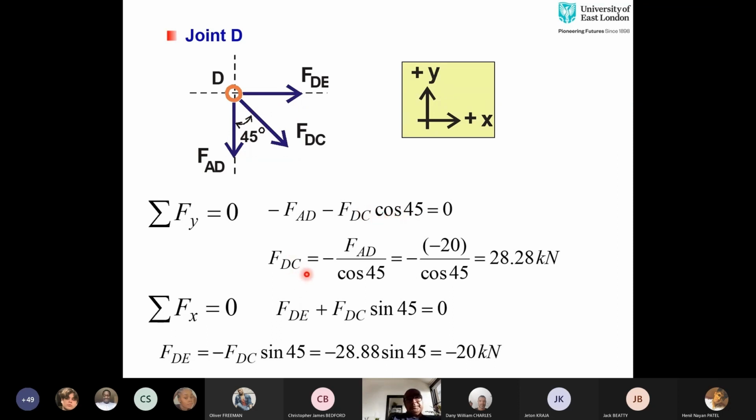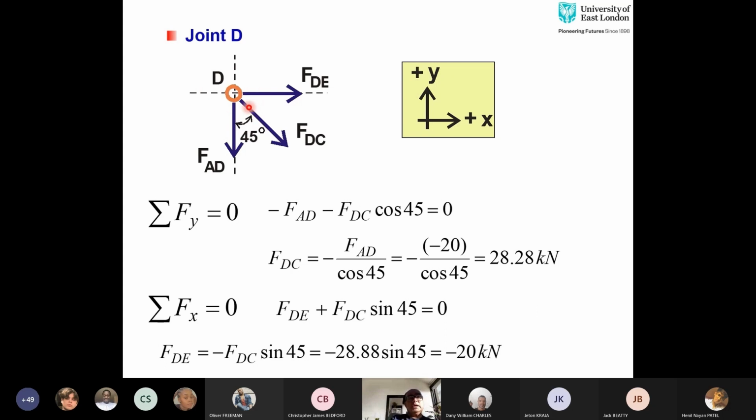If I sum this up, if I bring FDC on the other side, then it will give me FAD over cos 45. Now value of FAD is minus 20. Here you will follow the same direction as you have initially assumed. You will not change the direction as a result of your calculations, because we found out that FAD has to be in compression, but we will not change it at the moment.